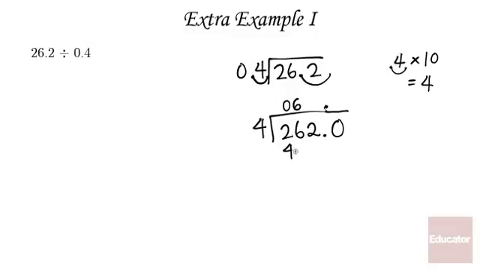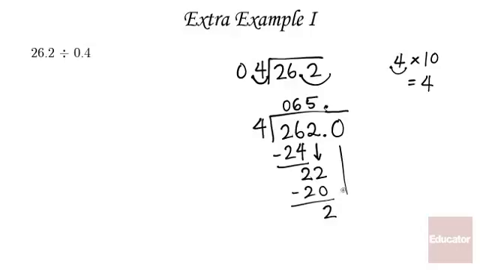So I'm going to write that number right there, 24. Subtract it, I get 2. I bring down this 2. 4 goes into 22 5 times, and that becomes 20. I subtract again, 2. Bring down this 0.